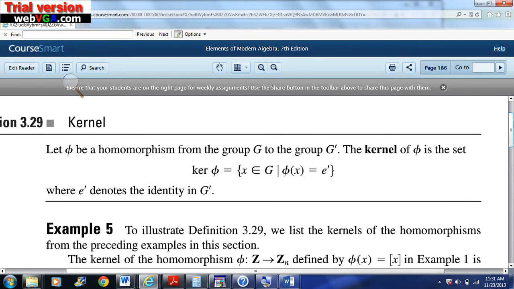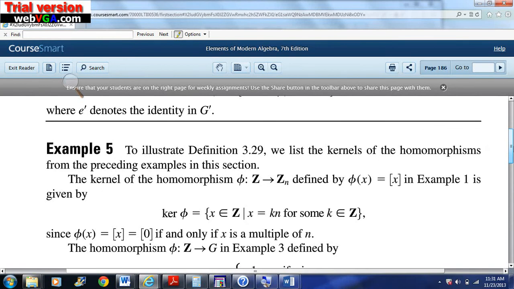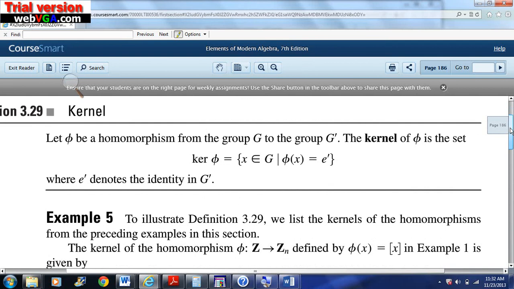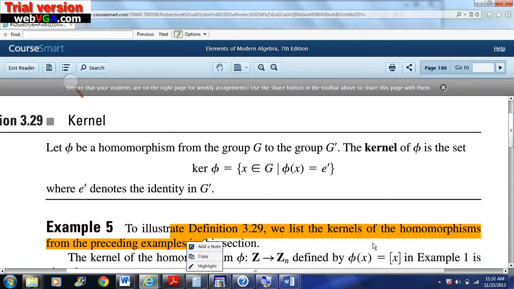And we have an example here showing you exactly how to find the kernel. And you do have to find the kernel in some of the problems that I just mentioned. To illustrate definition 3.29, which is the definition of kernel. That's what this is. Definition 3.29.